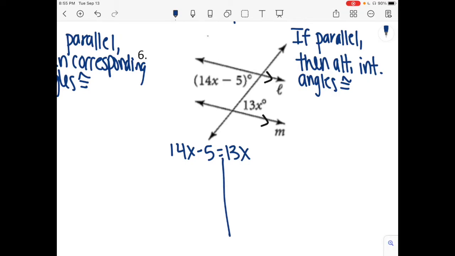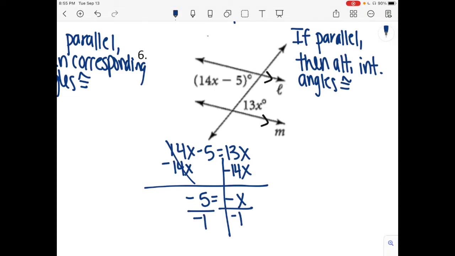So now I'm going to get the x's on one side. So I'm going to take away 14x from both sides because I already have 13x alone. So then I have negative 5 equals negative x, because 13x minus 14x is negative 1x. And then I'm going to divide both sides by negative 1 to get positive x. So x equals 5.